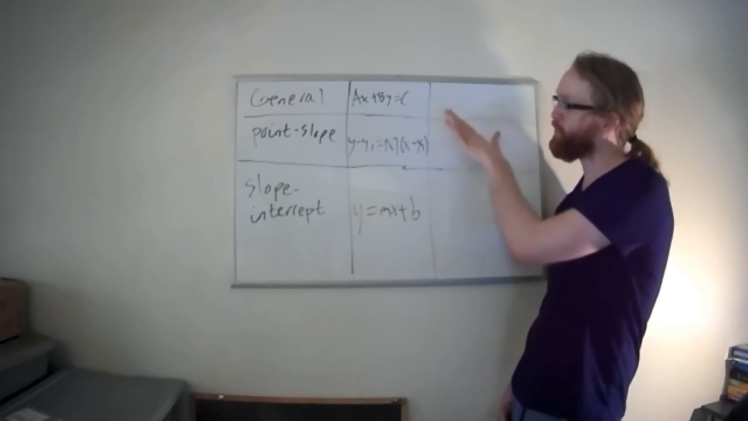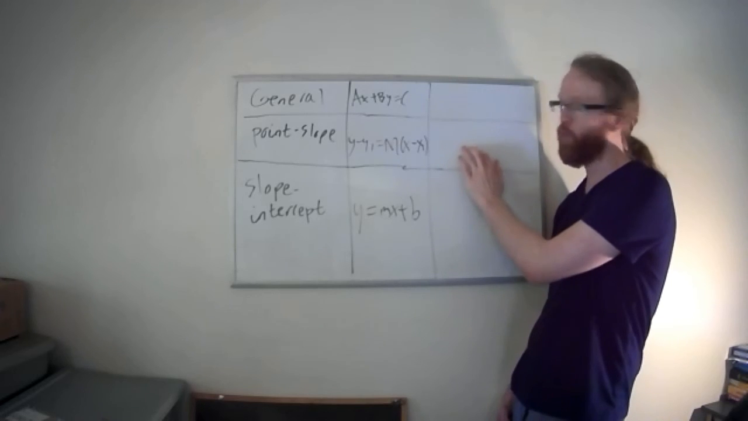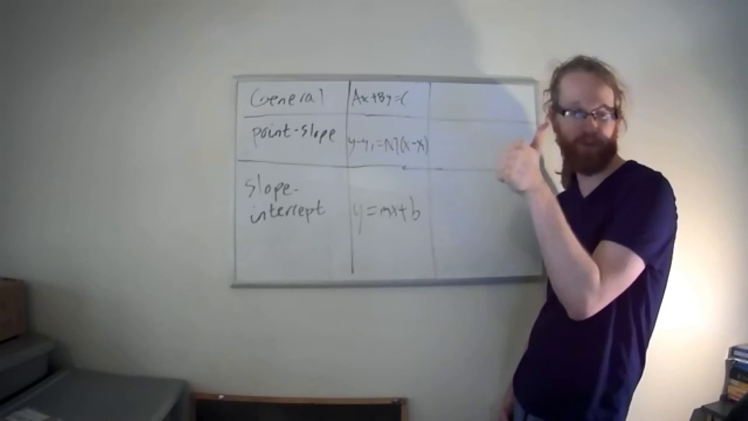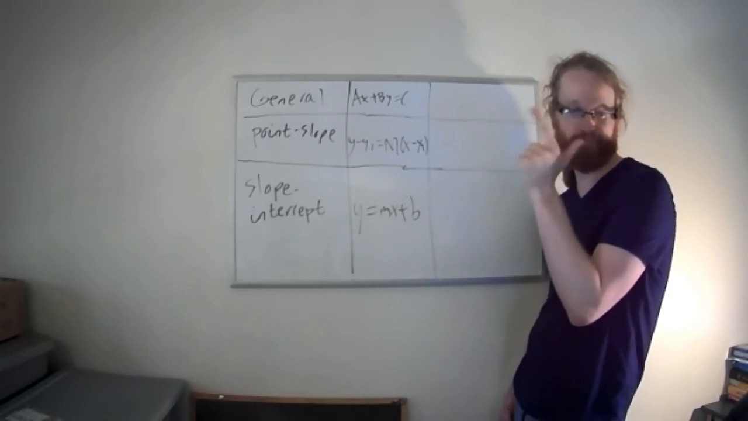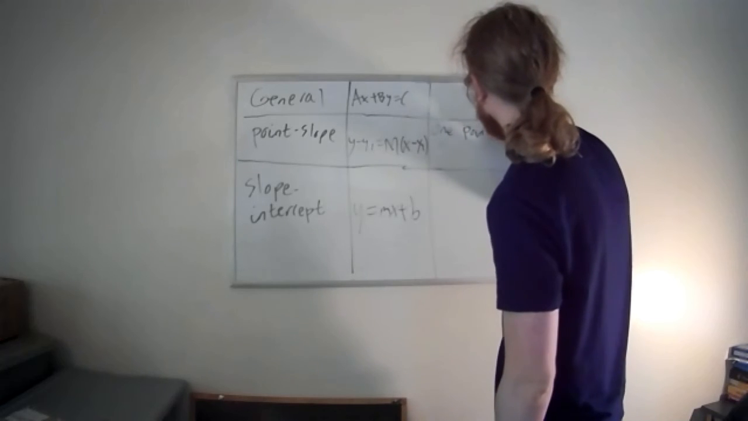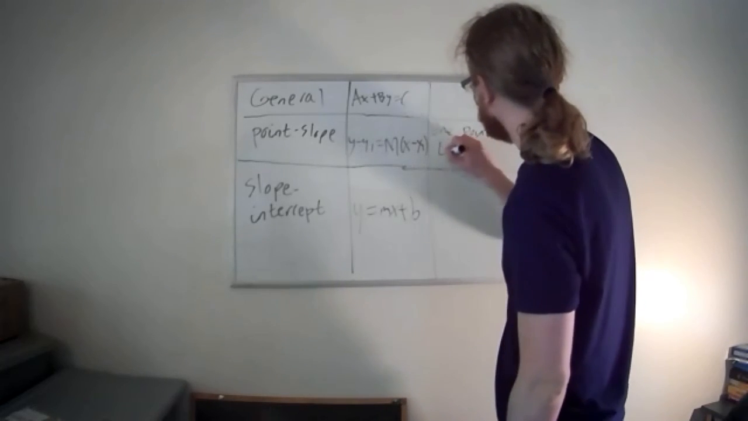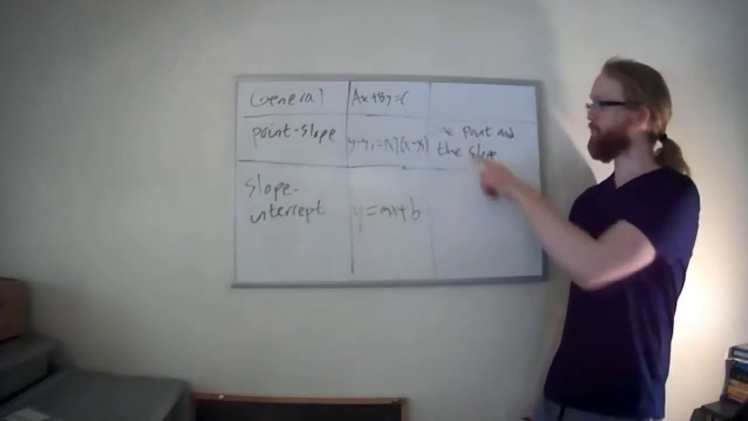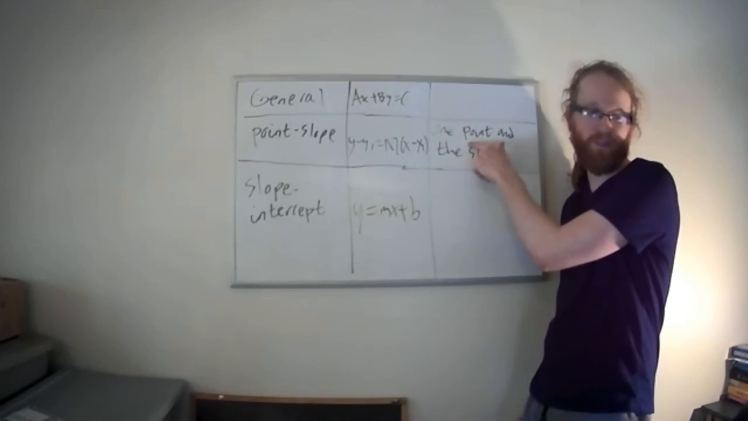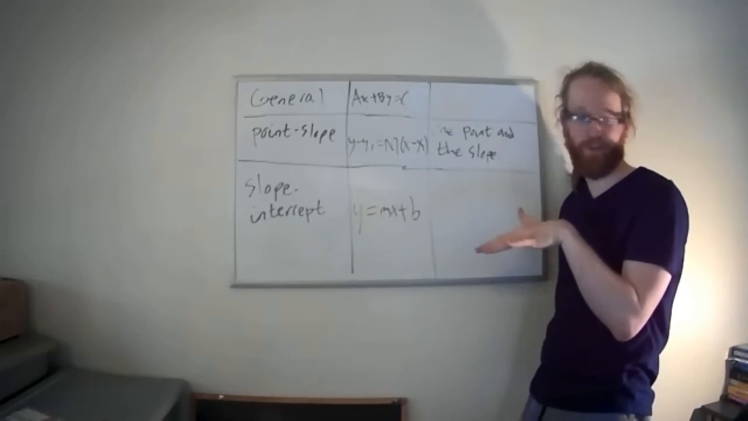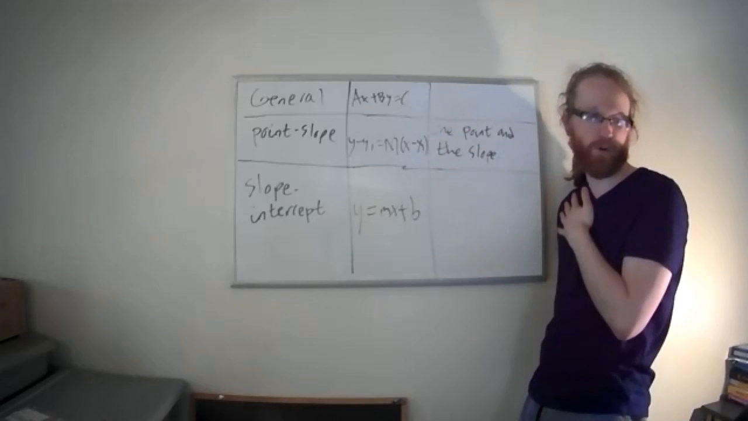And so let's not talk about general first. Let's talk about point slope. When can I use point slope? You'll want to use point slope if you know a point on the line and the slope. So what you need is one point and the slope. Notice I'm just saying one point, so it can be any point at all that's on the line. Doesn't matter which point it is. Just any point on the line and the slope, then I can use point slope.